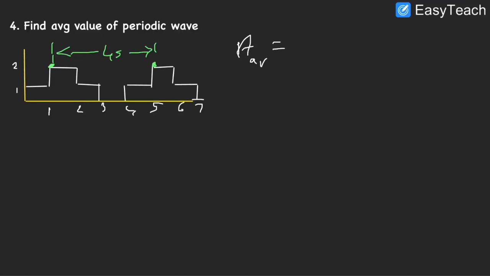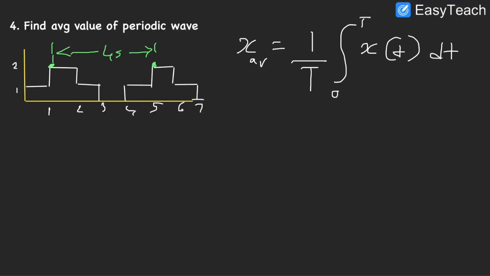The average is going to be 1 over time period t, integral 0 to t, and the value, the magnitude of the signal, I'm going to take it as x. I'm just considering x. So if I have that as x, so this is going to be x of t times dt.